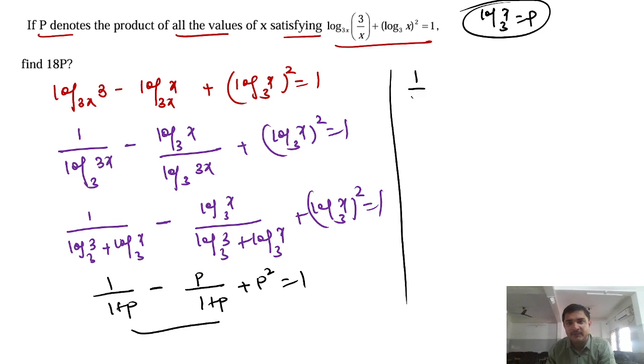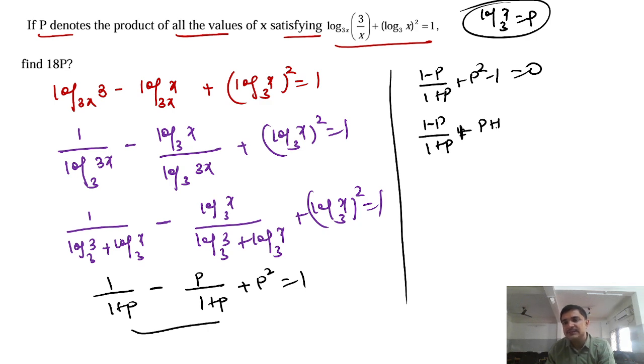1 plus 1 by 1 plus p is common out of it, we'll be getting 1 minus p, right? So actually these two terms are equal to 1 minus p by 1 plus p. Simultaneously we have p square minus 1 equal to 0. P square minus 1 can be written as p plus 1 into p minus 1 is equal to 0.